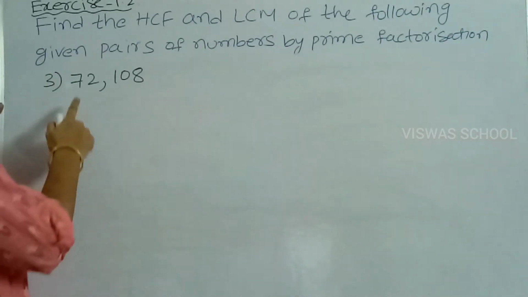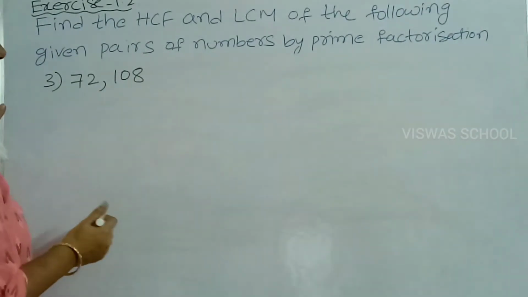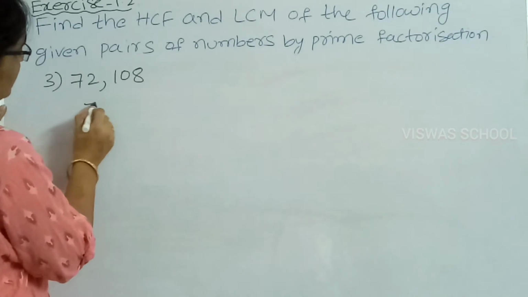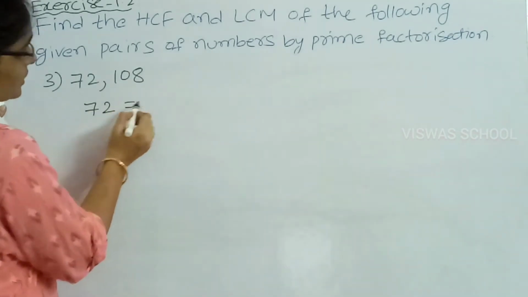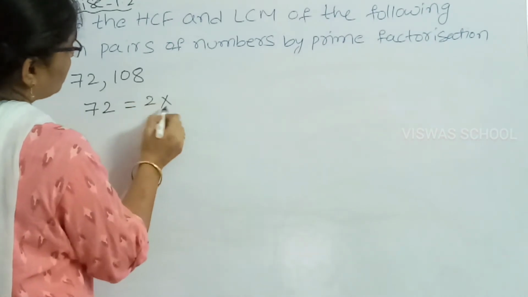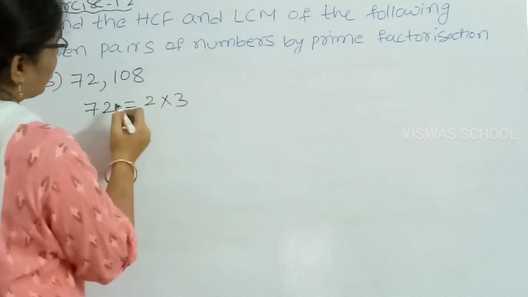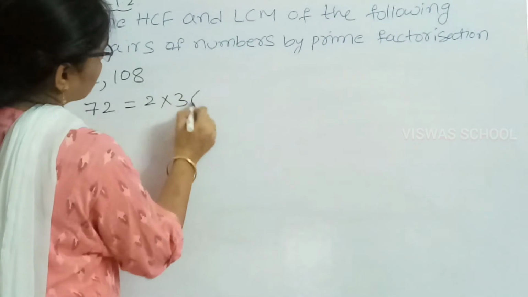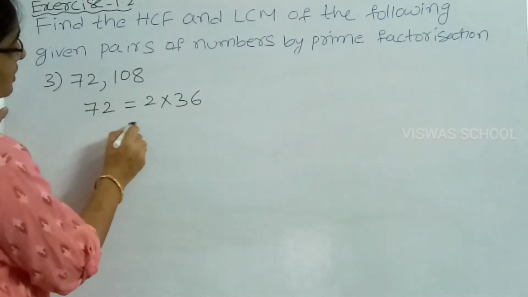Next one is 72 comma 108. First write 72 as a product of primes. That is 72 equals 2 into, 2 3s are 6, remaining is here 1, that is 2 6s are 12, 2 36s are 72.